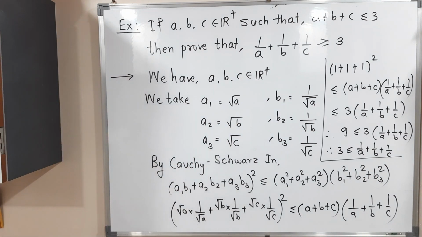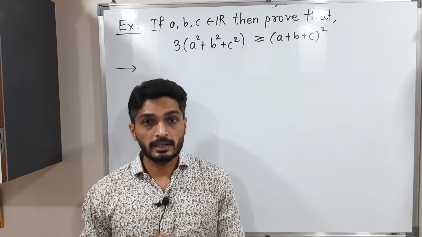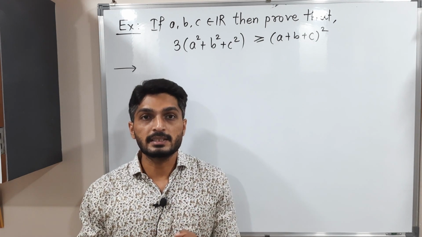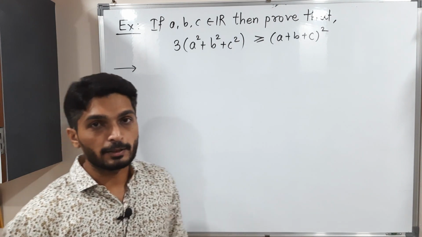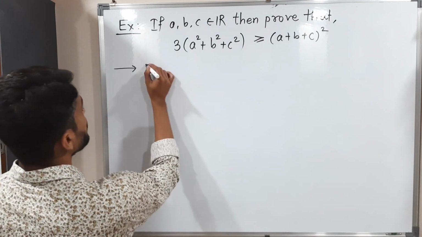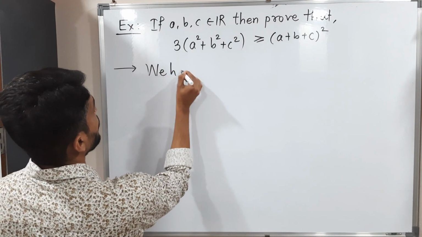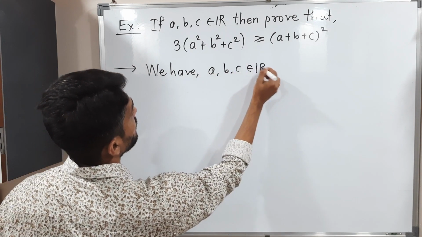Let us discuss one more example. Make a screenshot of it first. Let us discuss this example. In this example we have 3 real numbers A, B, C, and for these 3 real numbers we have to prove this inequality. So let us start with the given information. A, B, C are real numbers.